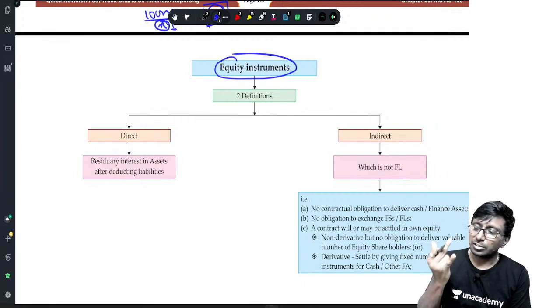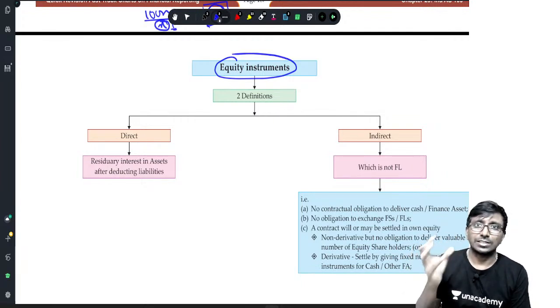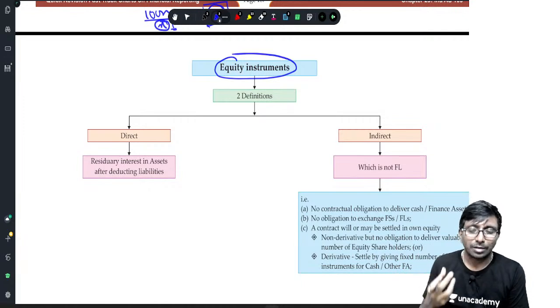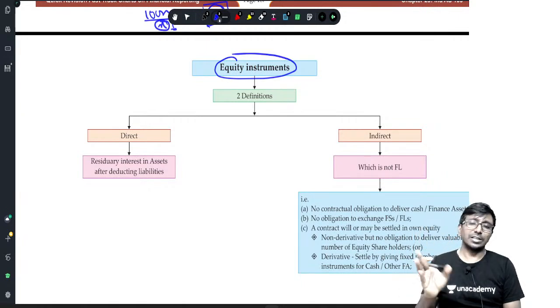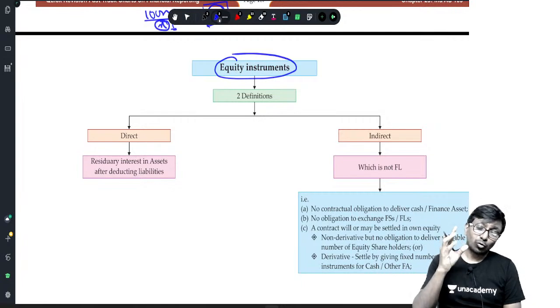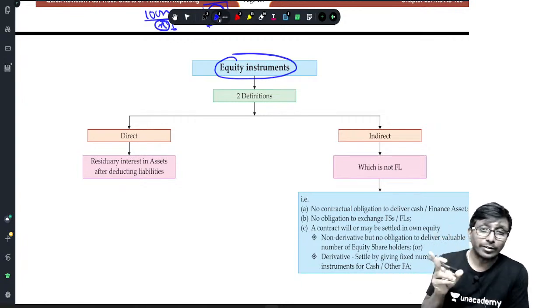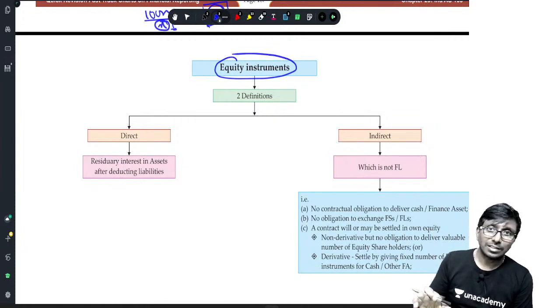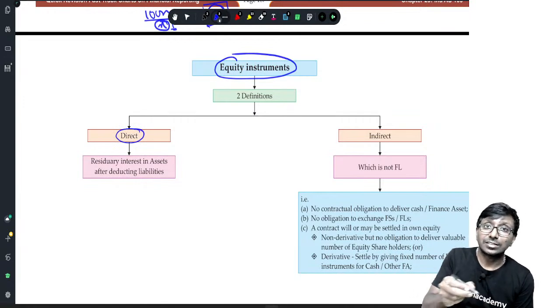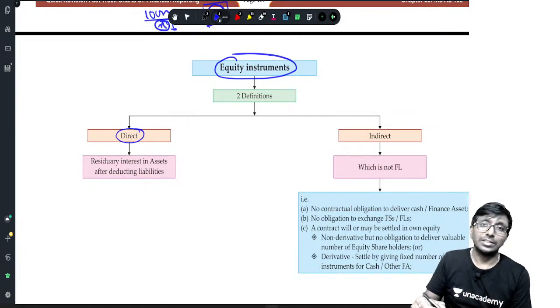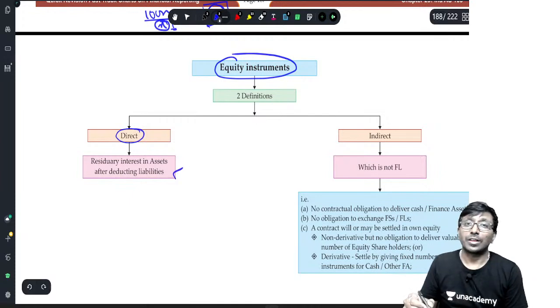One is residuary interest in net assets. My interest is, I will get what is left: the net assets in the company. Net assets in the sense assets minus liabilities. At the time of liquidation, at the end, what I should pay to whom. They don't have a right to ask me, but I will pay the net assets to him. This is the direct definition: residuary interest in assets after deducting the liabilities. That is one way of defining.